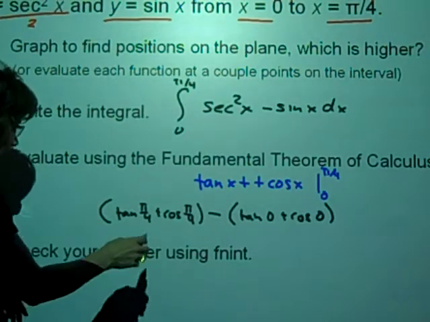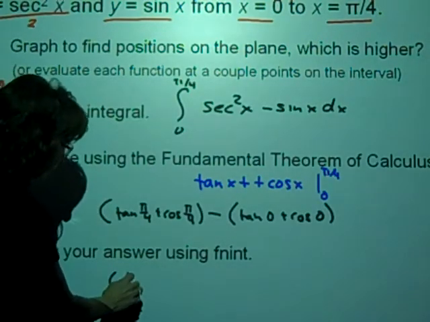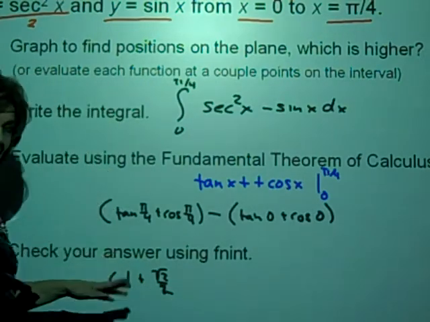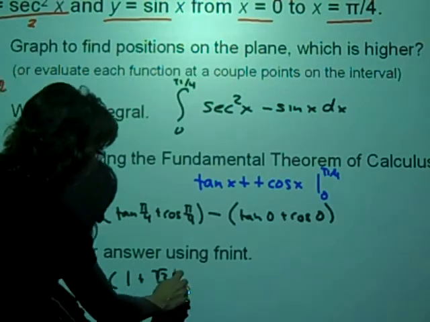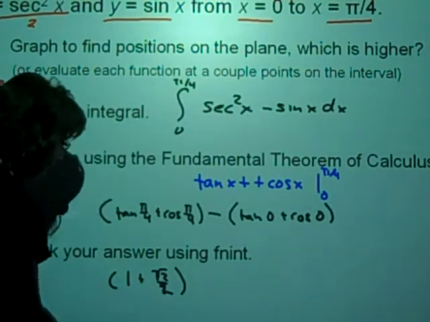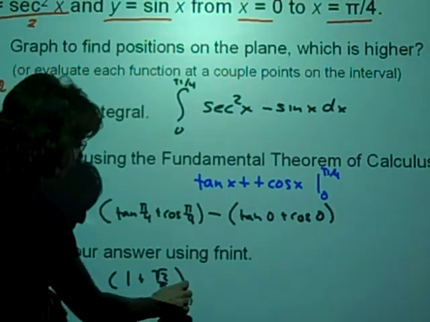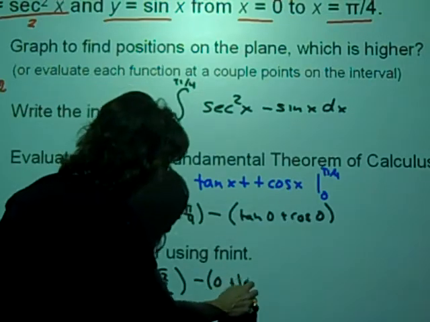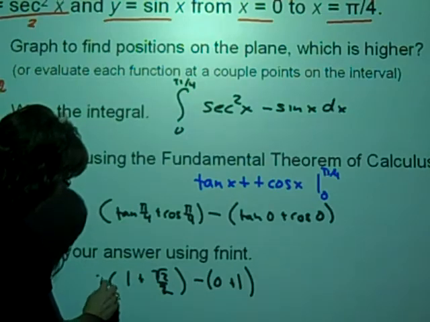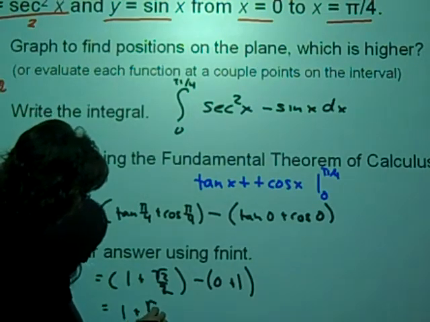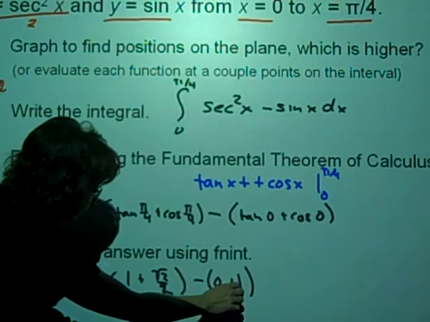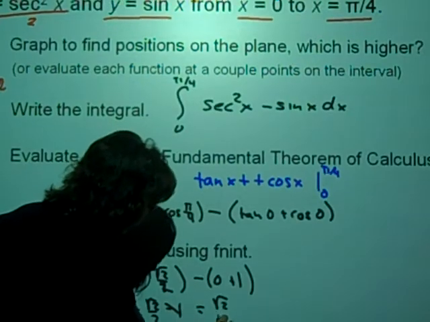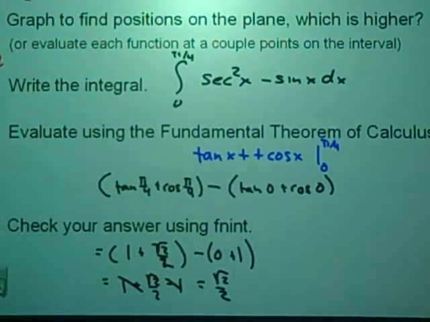Very nice. Keep going with this: the tangent of pi over 4 is 1. The cosine of pi over 4 is square root of 2 over 2, which occasionally your textbook authors aren't going to rationalize the denominator. You might see that as 1 over square root of 2. Not to worry if you do, it's the same thing. The tangent of 0 is 0, and the cosine of 0 is 1. So here I have 1 plus square root of 2 over 2, minus 0 plus 1. 0 plus 1 is 1, and 1 minus 1 will cancel out, and I'm left with square root of 2 over 2 for that area.